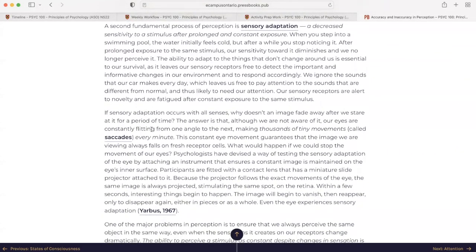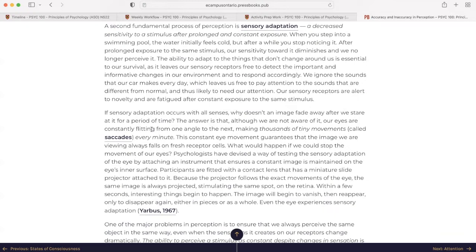The second fundamental process of perception is sensory adaptation, a decreased sensitivity to a stimulus after prolonged and constant exposure. When you step into a swimming pool, the water initially feels cold, but after a while you stop noticing it. After prolonged exposure to the same stimulus, our sensitivity toward it diminishes and we no longer perceive it.